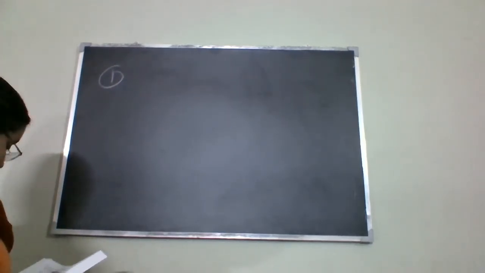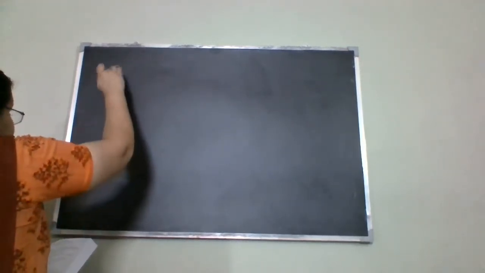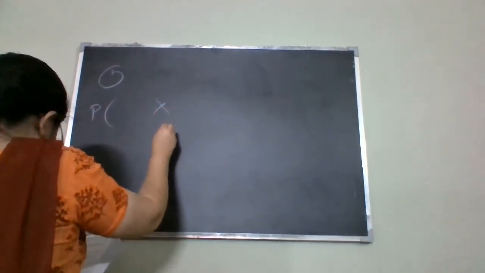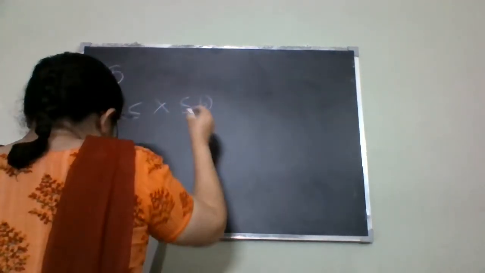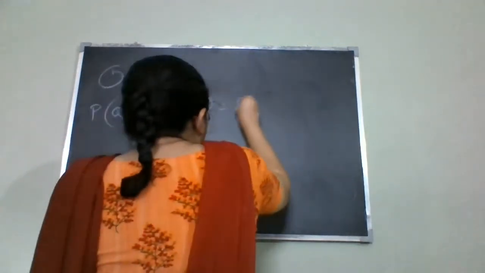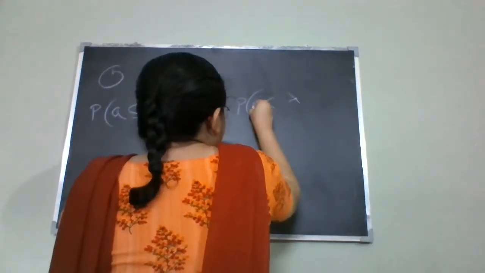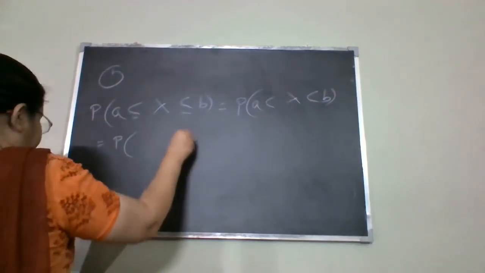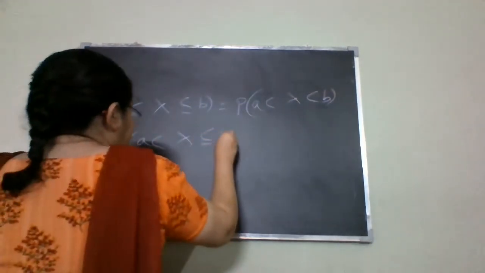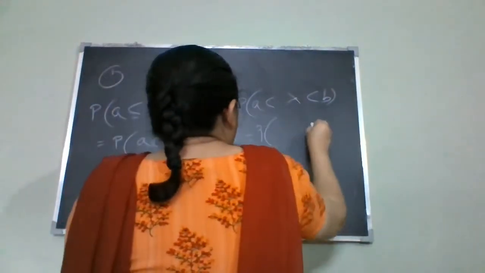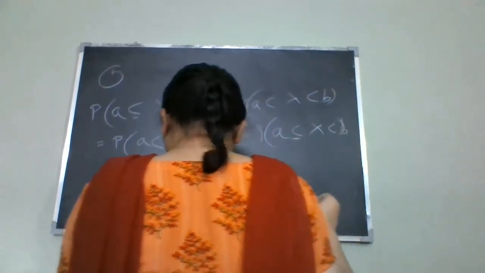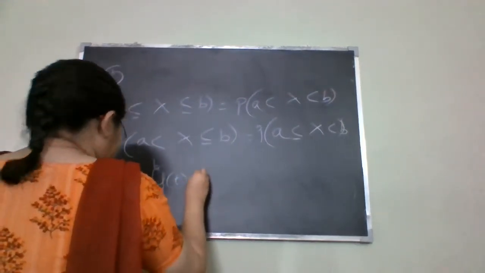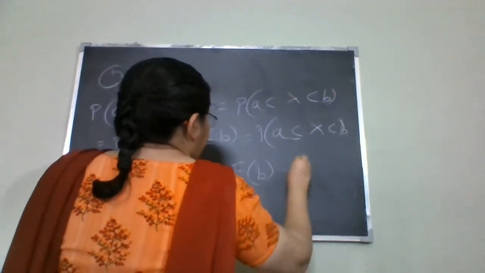Property number 2, for a continuous distribution, you know what a continuous distribution is now. P(a ≤ X ≤ b) is equal to P(a < X < b), that is equal to P(a < X ≤ b), that is equal to P(a ≤ X < b), that is equal to the integration between limits a and b of f(t) dt, that is equal to F(b) minus F(a).